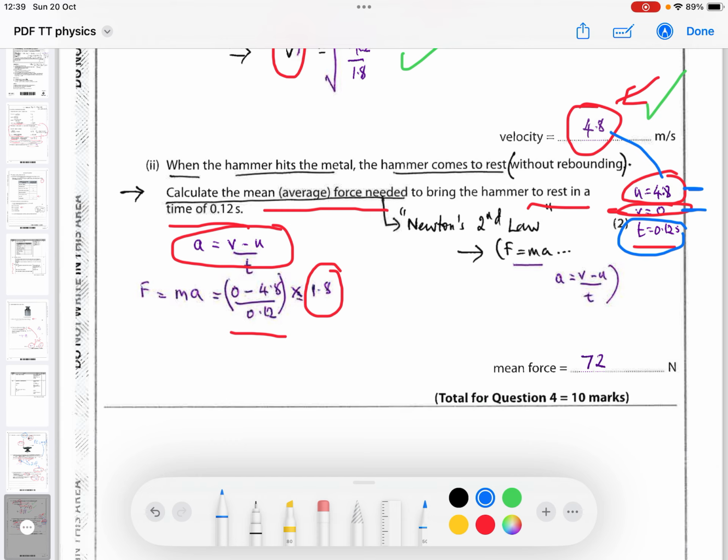So for the deceleration, you use this equation and put the numbers in. This is with the numbers in: final velocity is 0, initial velocity is 4.8, divided by time, gives you the deceleration. Multiply the deceleration by the mass, and you get the force, which is, again, to two significant figures, what you should use. Okay, so that bit's done.